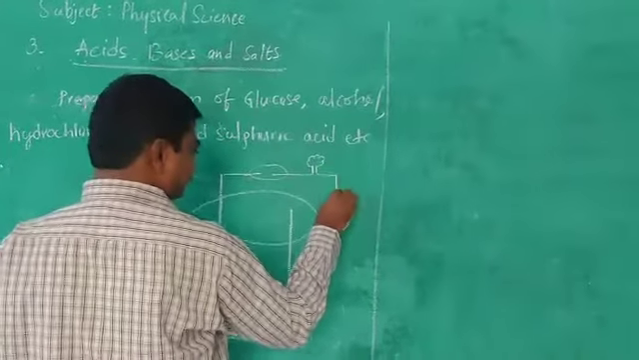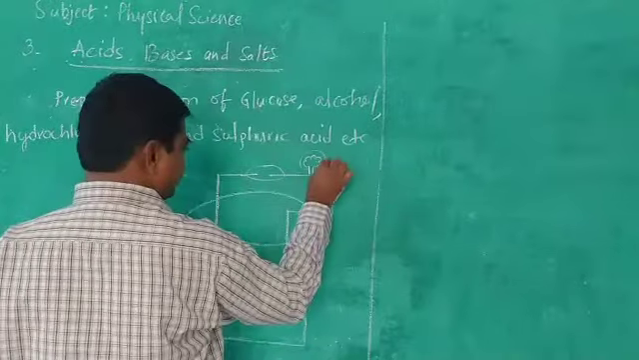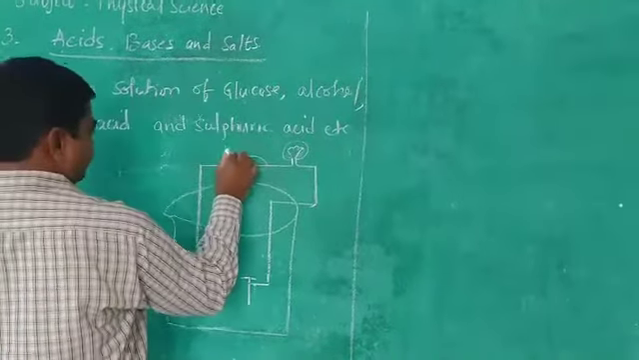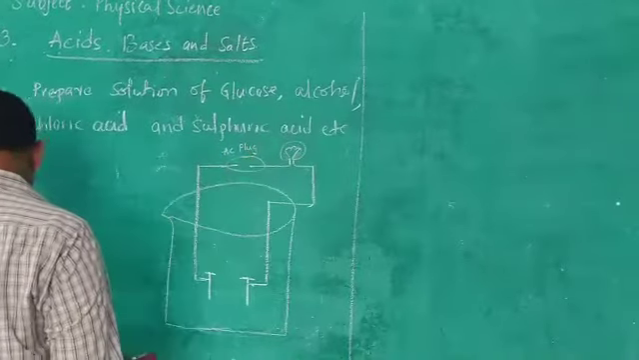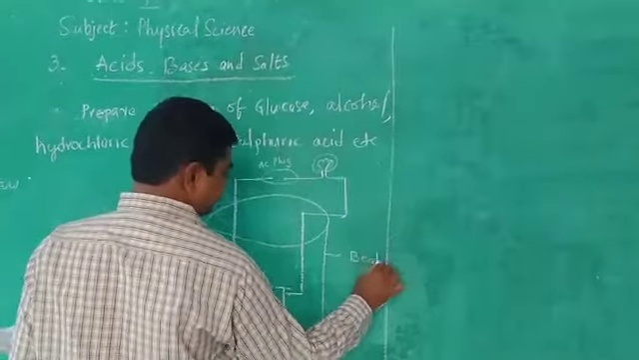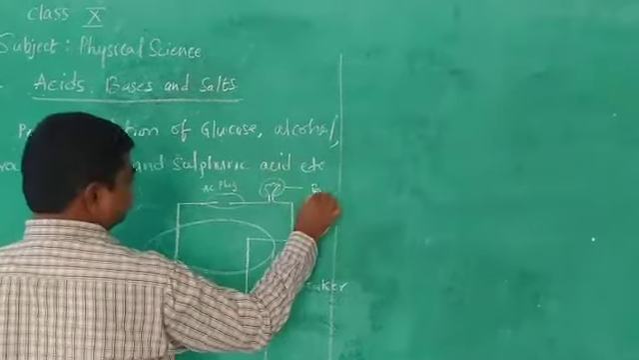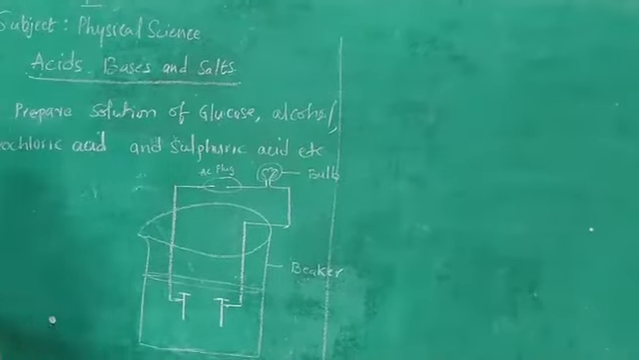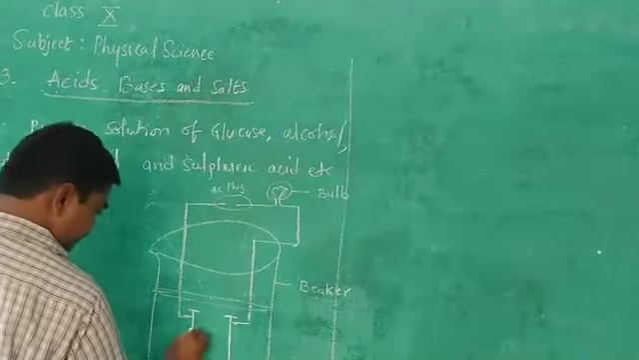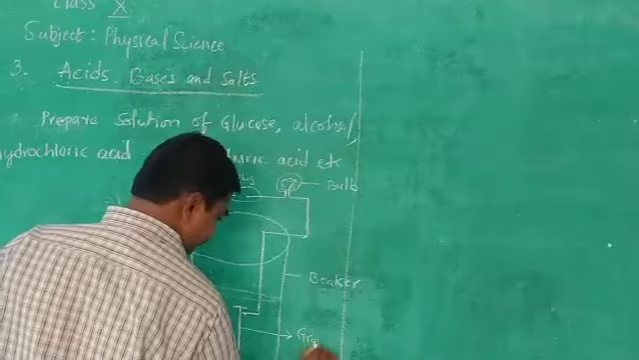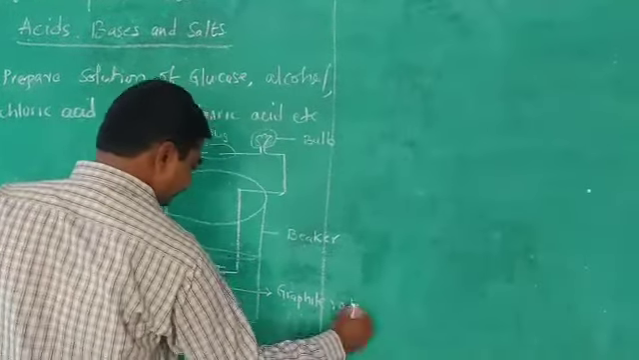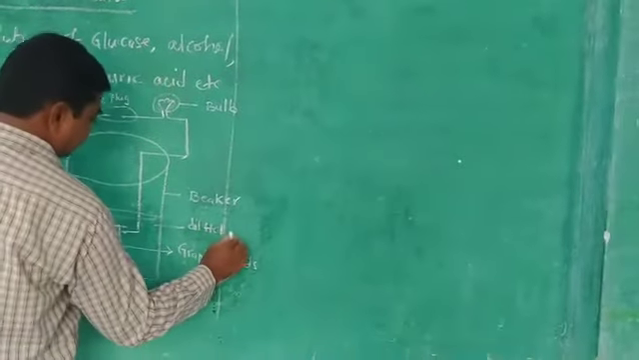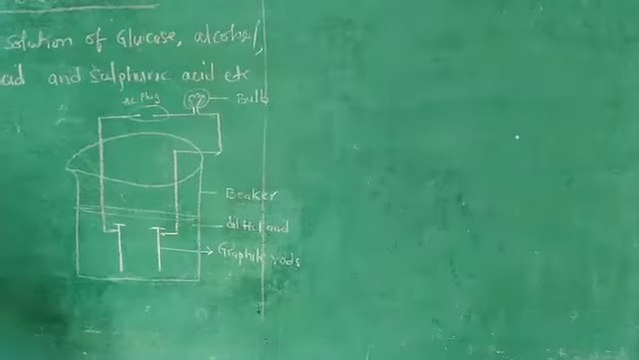See this? Now, beaker, yes, it is a bulb. Here these are the graphite rods. Yes, this is a dilute hydrochloric acid. Acid of dilute hydrochloric acid.